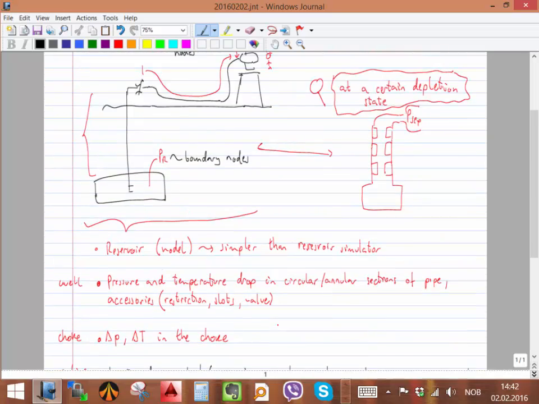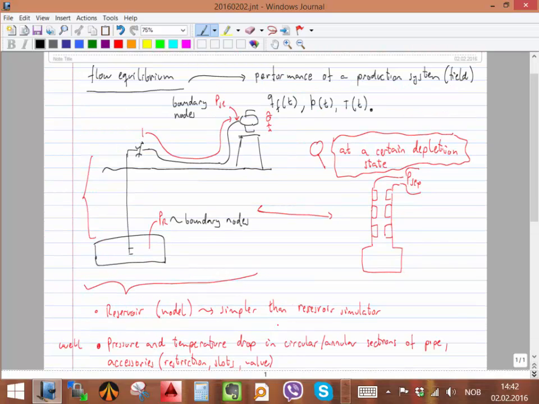Let's say I want to change the choke opening. I begin to close the choke. Initially, the pressure is going to fluctuate, but then it's going to stabilize at a certain value. So we are only concerned with the period after stabilization, with the pressure.